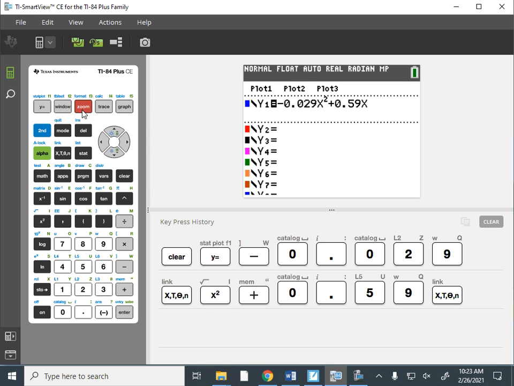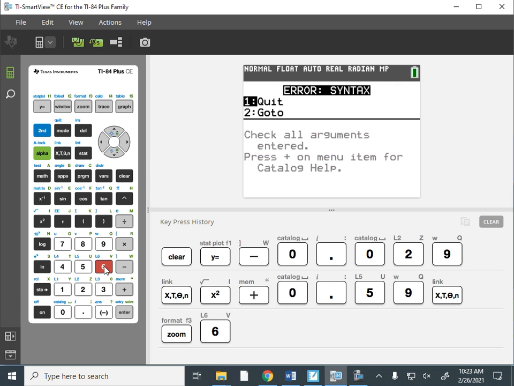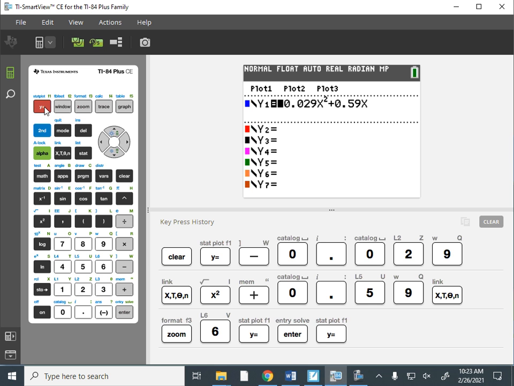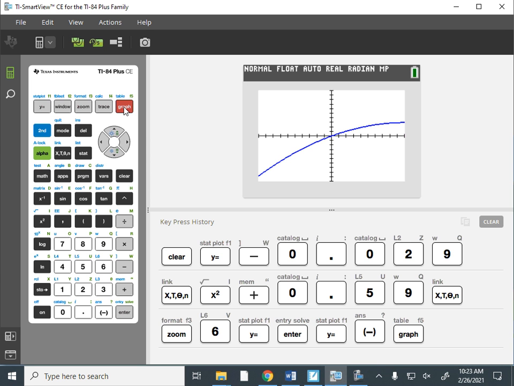And hit graph. I'm going to hit zoom 6. Oh, syntax error, so I must have typed something in wrong. Oh, I used the negative, not the minus. Alright, so we can't see our entire jump, right? We can see where the frog started, but we don't really see where it landed. So we have to change our window. So think about how far a frog can jump, and you might need a guess and check.